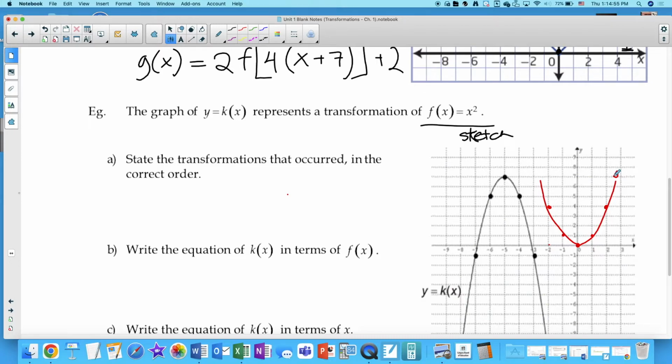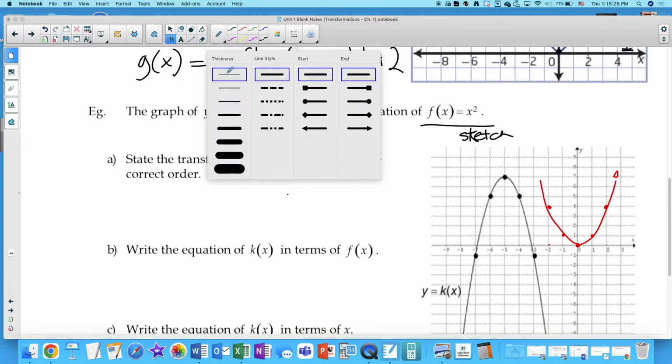Okay, and we have a couple of key points on this other function as well. Firstly, are there any reflections that have happened? Yes. What type of reflection? Vertical. So A is going to be negative. Okay, so we know that. We want to keep that in mind.